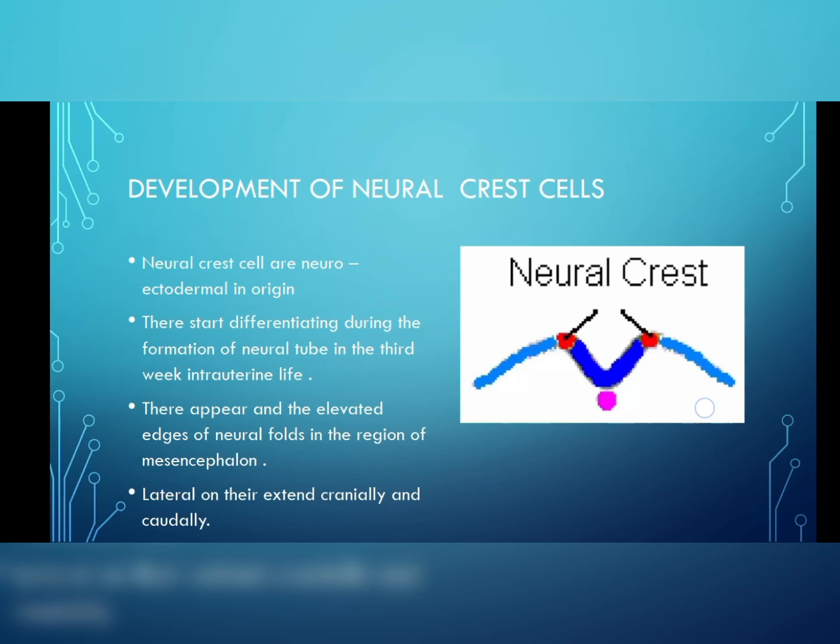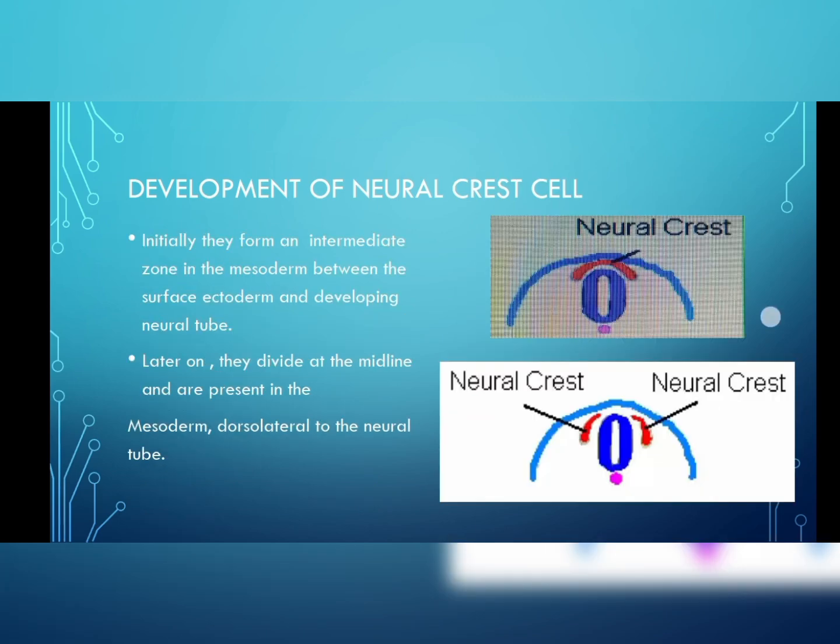There appears an elevated edge of the neural fold in the region of the mesencephalon. Later on they extend cranially and caudally. Development of neural crest cells. Initially, they form an intermediate zone in the mesoderm between the surface ectoderm and the developing neural tube. Later, they divide in the midline and are present in the mesoderm dorsolateral to the neural tube.